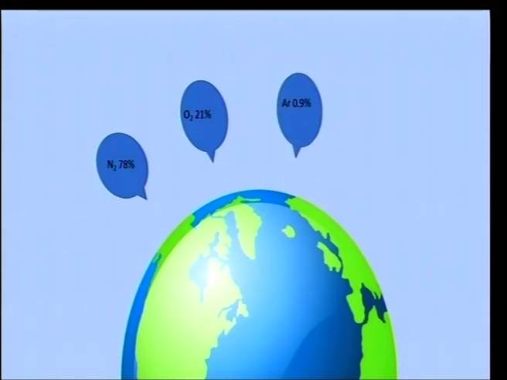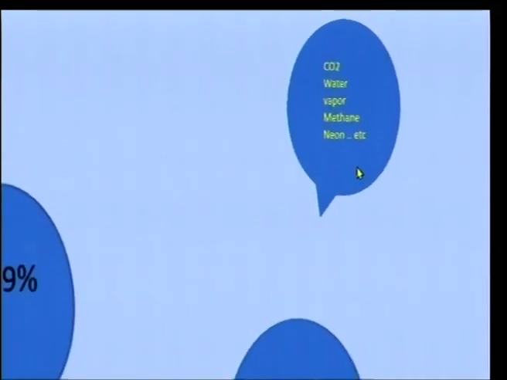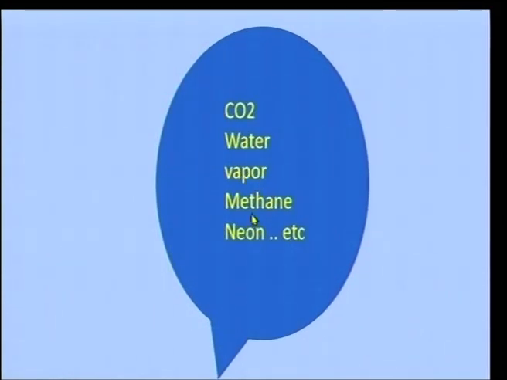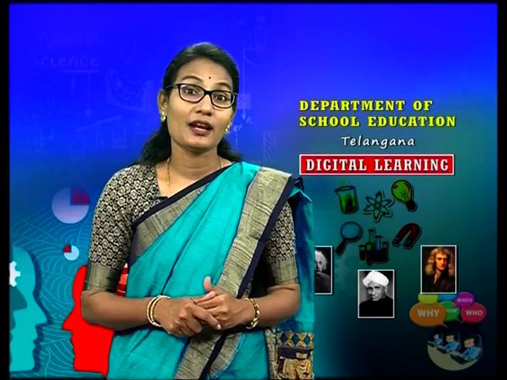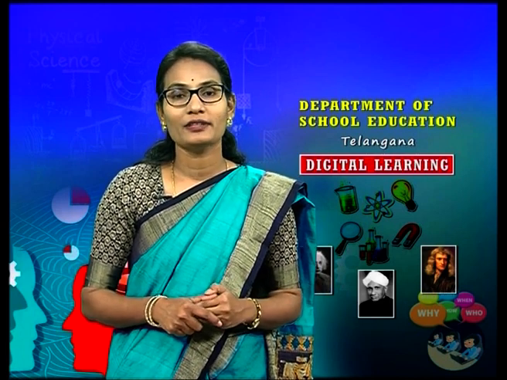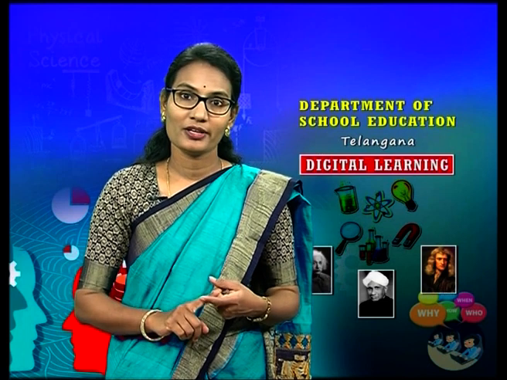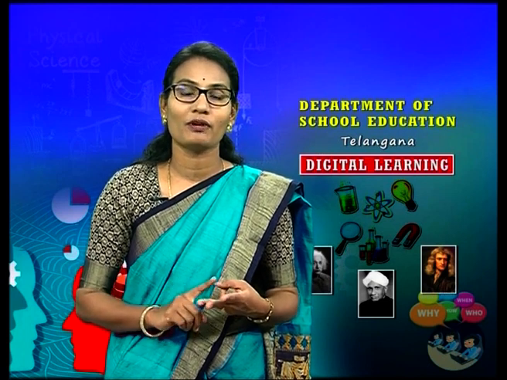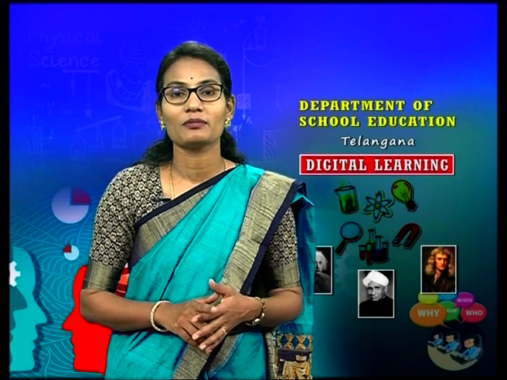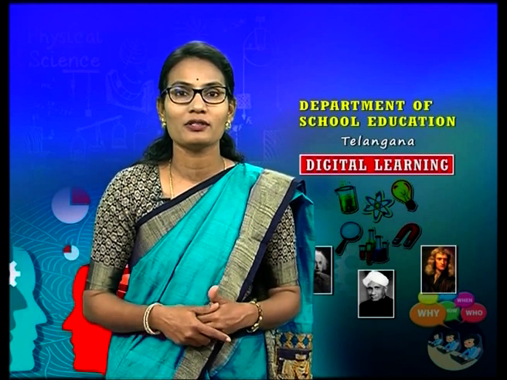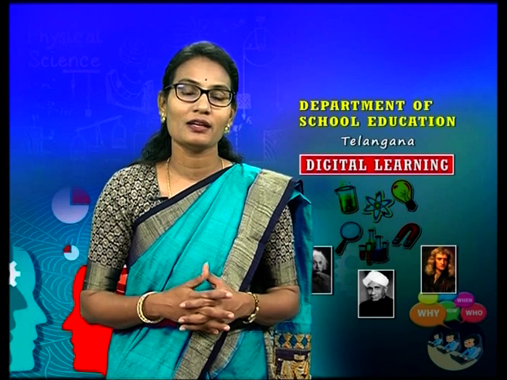0.9% of argon gas and other gases in 0.1%. In these other gases, there are carbon dioxide, water vapor, methane, neon gas and so on. All the gases are present in this atmosphere. So children, whenever sunlight enters the atmosphere, these light rays collide with these particles, and there are oxygen molecules, nitrogen molecules, water vapor molecules, carbon dioxide molecules, argon molecules and neon molecules. There are so many particles present in the atmosphere.